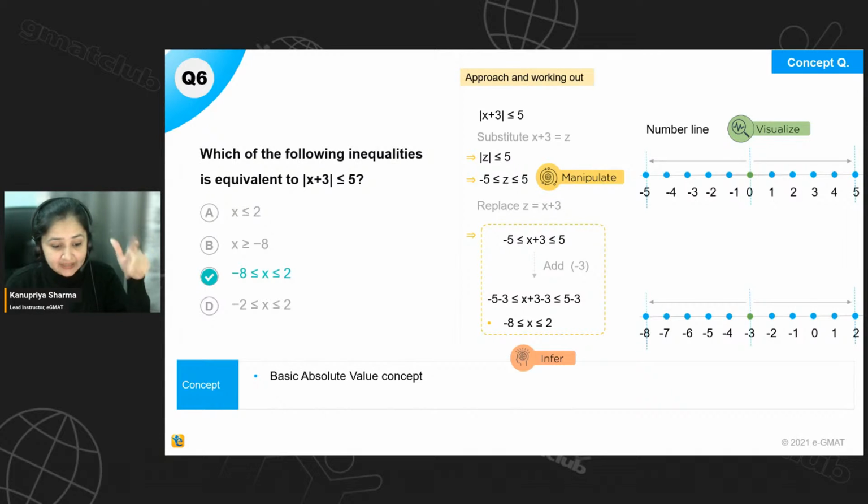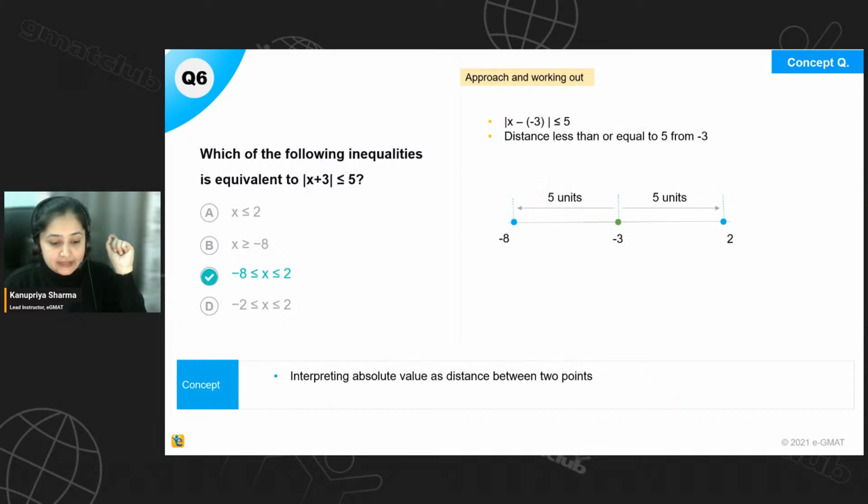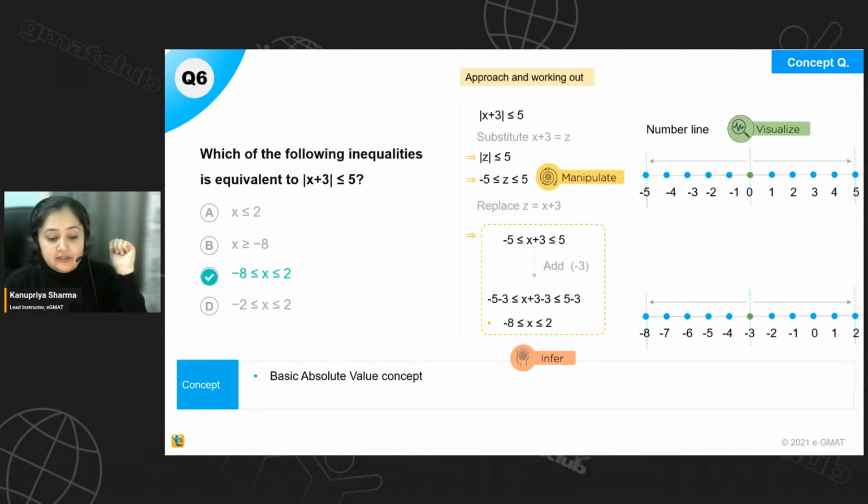Now let's come to the last question. The last question is based on a logical inference. But first, question number 6. You can substitute x plus 3 to be z, and then you can open the modulus, so you get this range. Then you can again replace z with x plus 3, so you get this range, and ultimately you can just simplify it to get x is less than or equal to 2 and greater than or equal to negative 8.